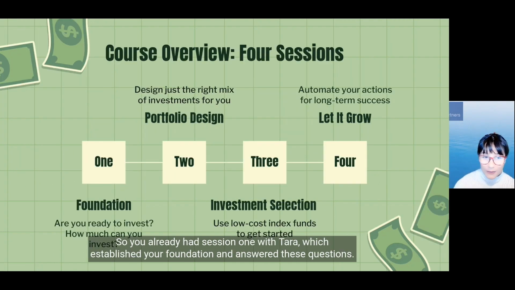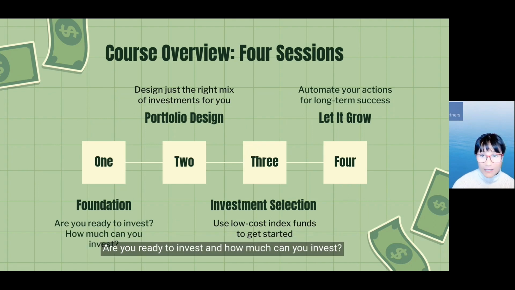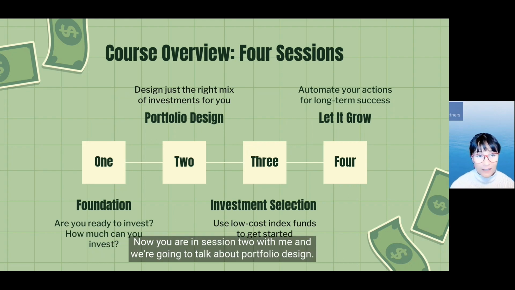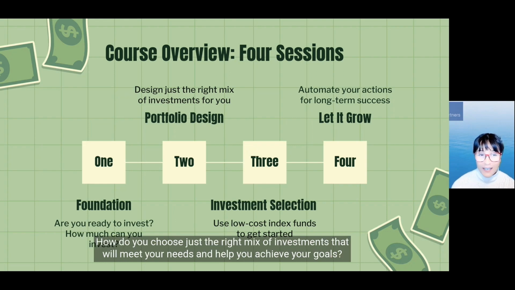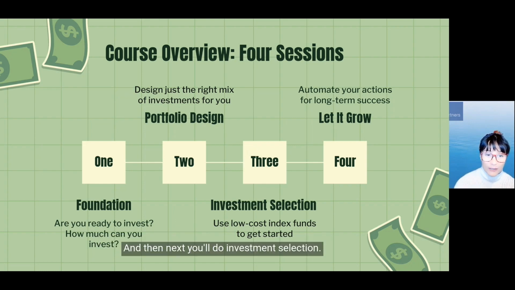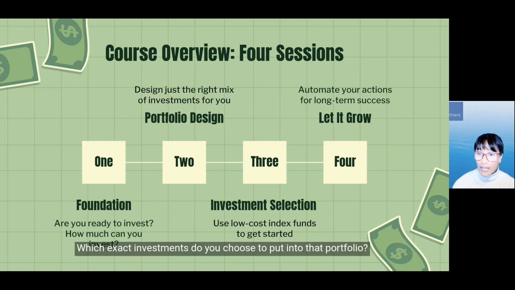So you already had session one with Tara, which established your foundation and answered these questions: Are you ready to invest and how much can you invest? Now you are in session two with me and we're going to talk about portfolio design. How do you choose just the right mix of investments that will meet your needs and help you achieve your goals? And then next, you'll do investment selection. Which exact investments do you choose to put into that portfolio? And then the last session will be about letting your portfolio grow. What are the habits and actions that lead to long-term success?